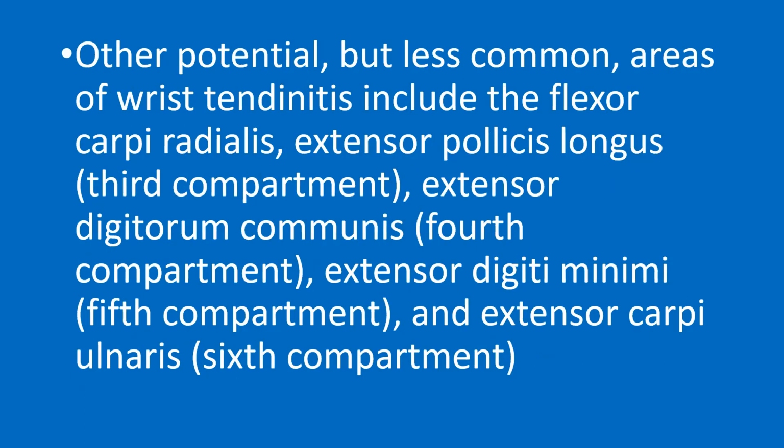Other potential but less common areas of wrist tendinitis include the flexor carpi radialis, the extensor pollicis longus, the third compartment, the extensor digitorum communis, the fourth compartment, the extensor digiti minimi, the fifth, and the extensor carpi ulnaris, the sixth compartment.